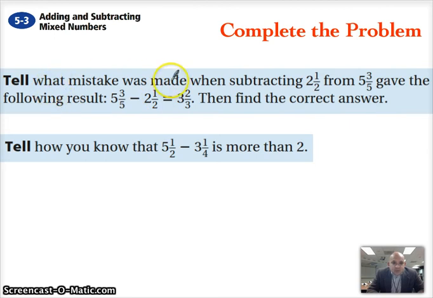Here's what you need to do. Tell what mistake was made when subtracting 2 1/2 from 5 3/5 gave the following result: 5 3/5 subtract 2 1/2 equals 3 2/3. How did they do that, and why is that incorrect? Then I want you to find the actual answer. And the second problem is tell how you know that 5 1/2 subtract 3 1/4 is greater than 2. All right, we'll see you in class.